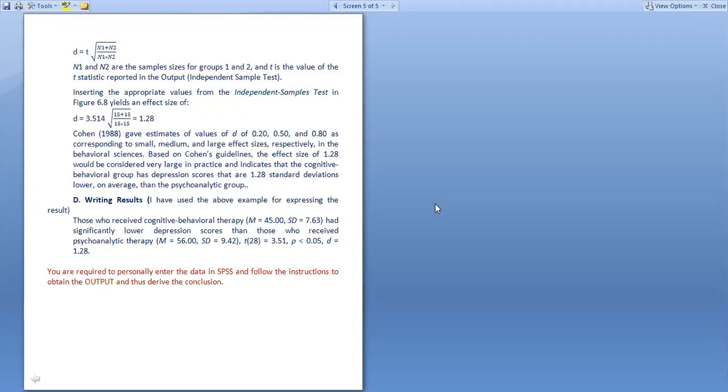And we know one thing, if the D value is 0.2, it is small effect size. If it is nearly 0.5, it is medium effect size or average effect size, and if it is more than 0.8, it is a large effect size. In our case, the value of D is 1.28, which means the effect size is quite large.